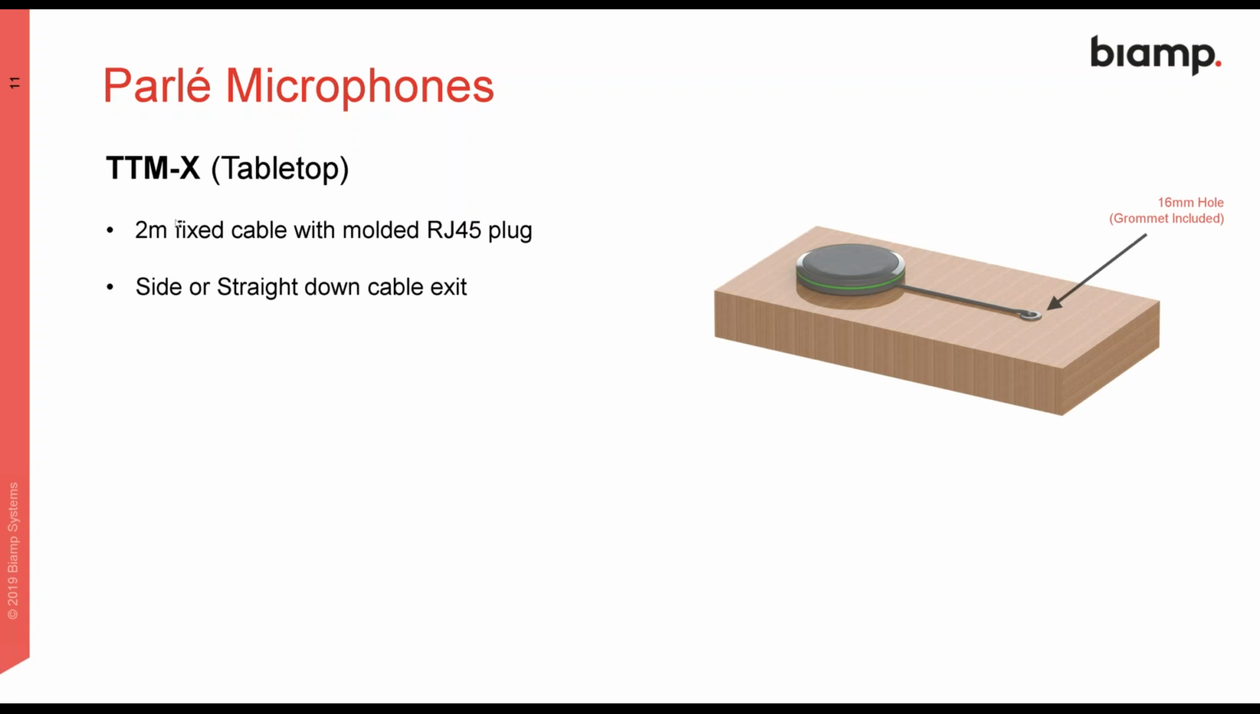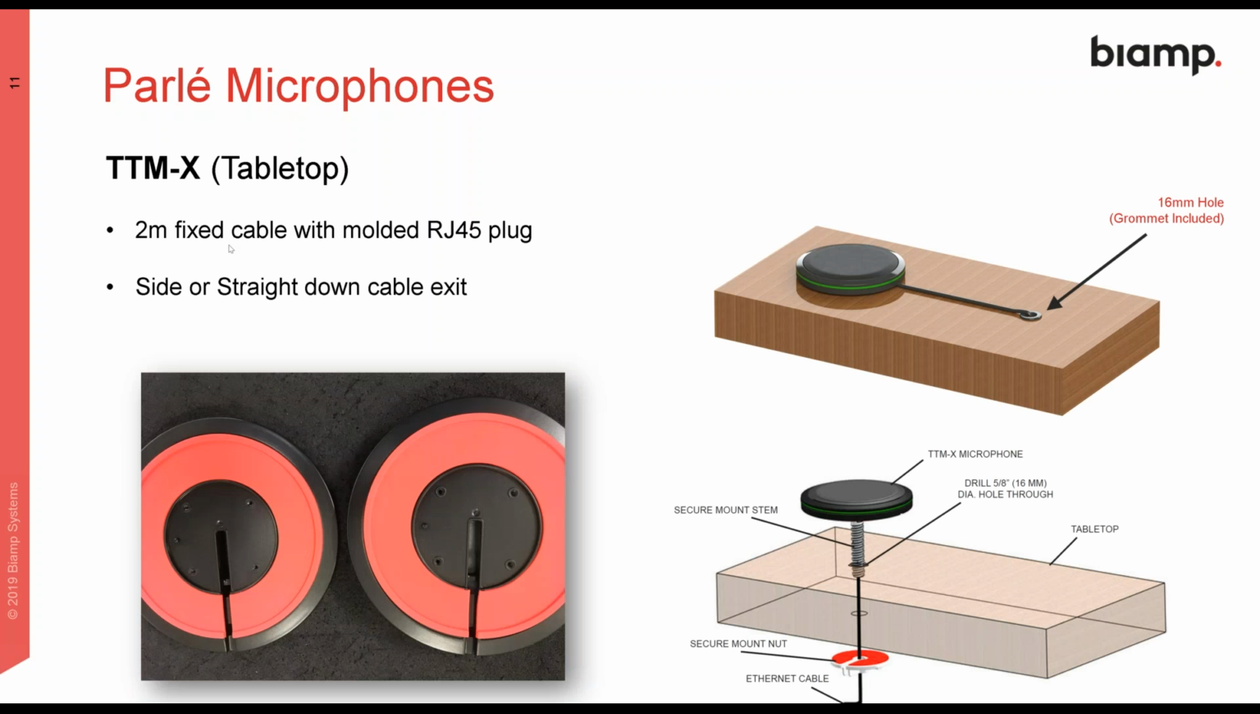So the TTMX comes with a 2-meter fixed cable, so you can't extend that cable. There are 2 ways to fix it on the table. You can use a grommet, a 16mm hole, and then the mic can basically move around that hole, or you can use the secure mount system to make it fixed on the table, and then with a secure mount, no one can move it.